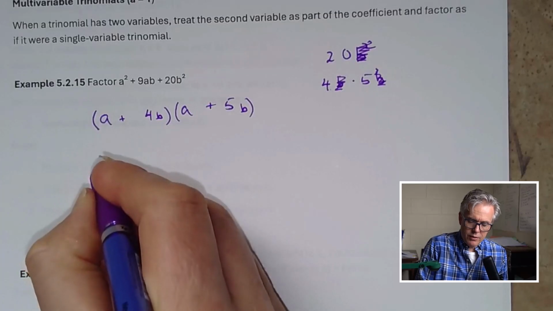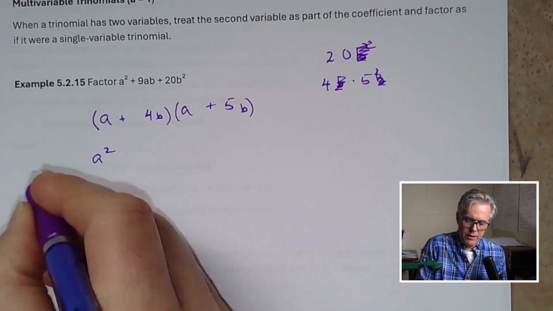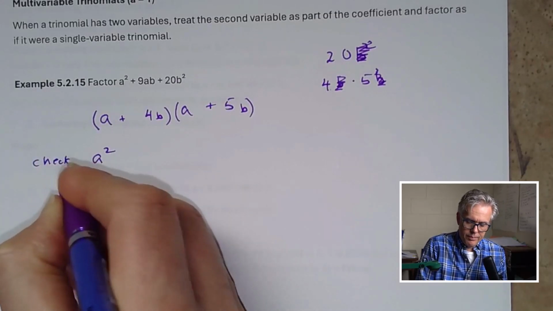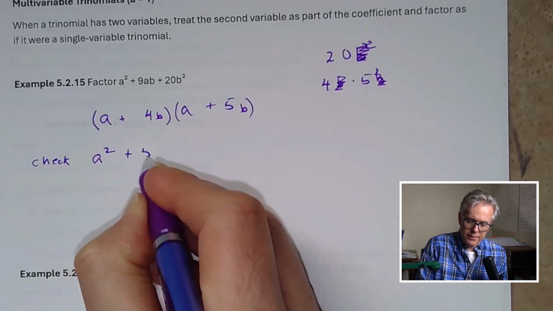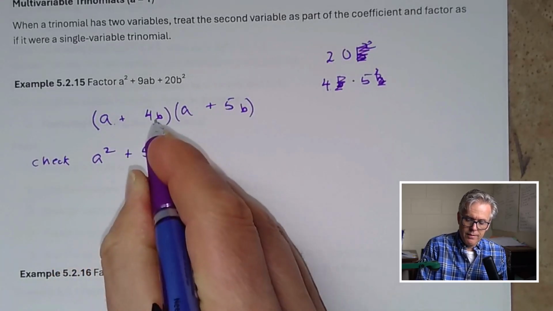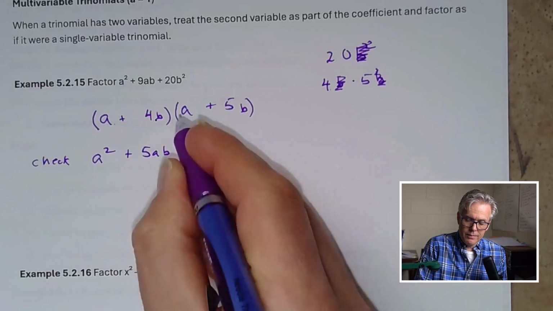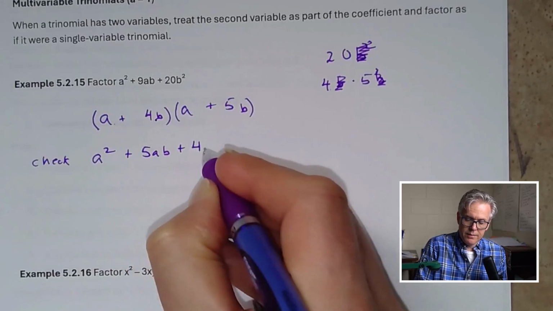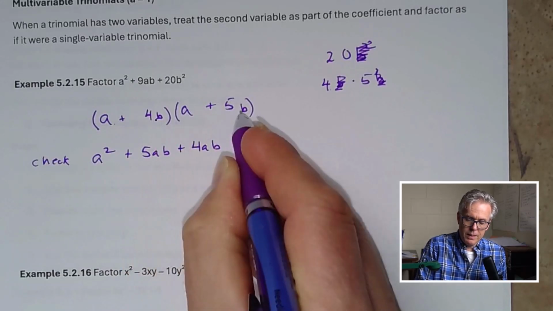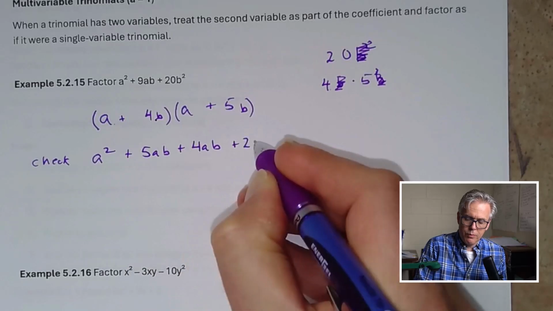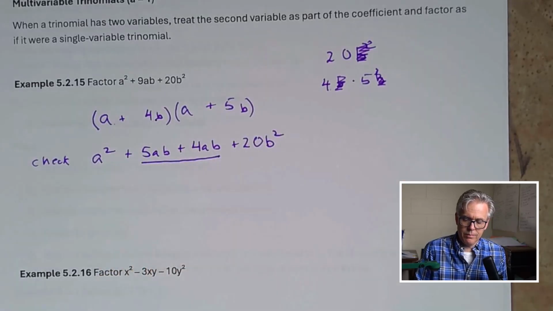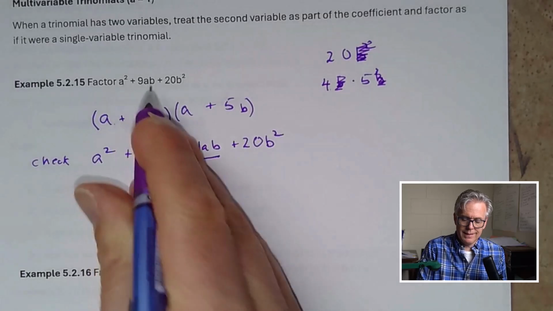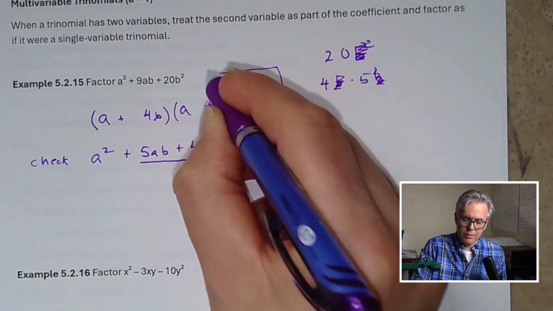So a times a is a squared. Let's do our check here. a times 5b is a positive 5ab. 4b times a is positive 4ab. 4b times 5b is 20b squared. And I can combine those two terms. 5ab plus 4ab is 9ab. So I do get my original expression.